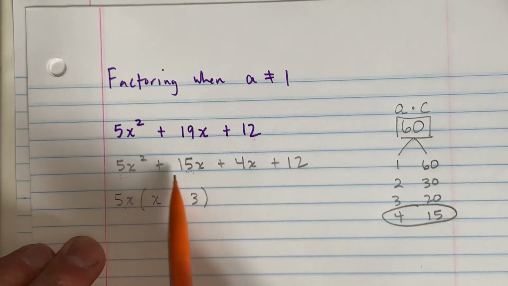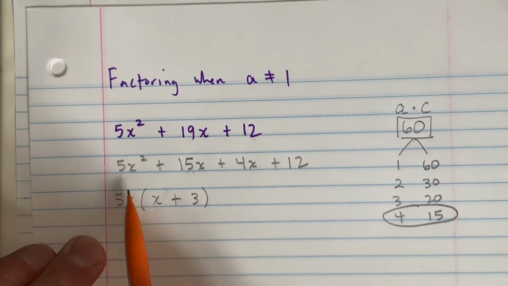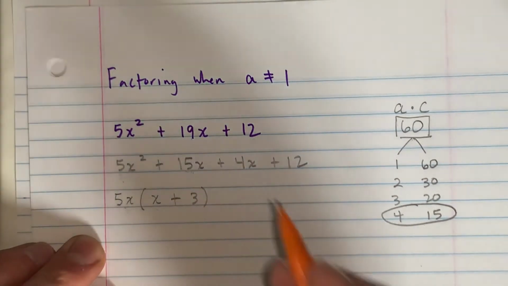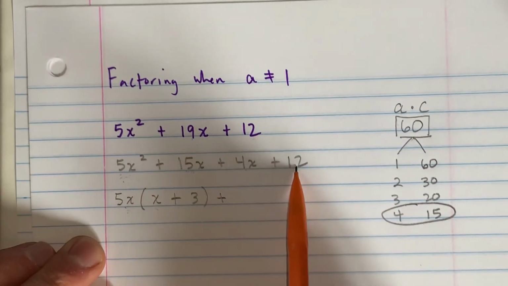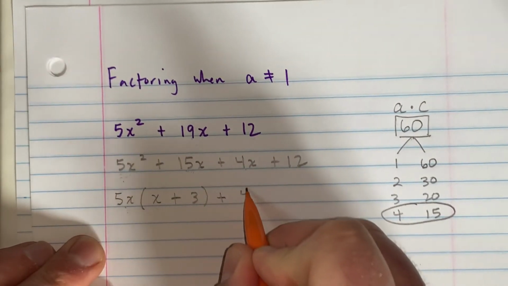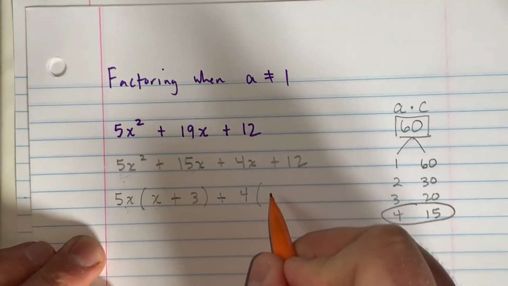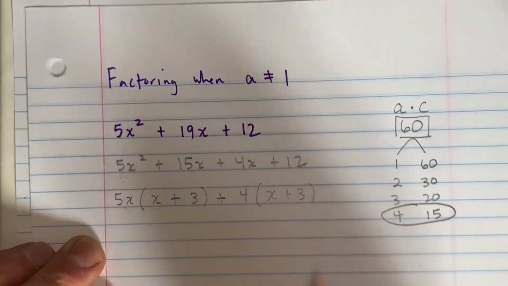So see, right here, this is equivalent, right? 5x multiplied by x, 5x multiplied by 3. Okay, keep going. We're going to do the same thing here. 4x and 12, what do they have in common? What's the GCF? It's going to be just 4, not x, because this doesn't have an x next to it. And so then this would just be x plus 3.